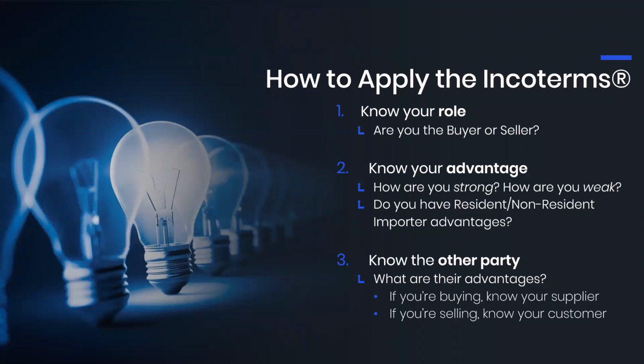And also know the other party in the transaction. What can they do and what can't they do? If you're buying from a small mom and pop shop in Vietnam, they may not have the sophistication to handle the responsibilities of the transportation chain, and you have to pick those up for them. Similarly, if you're selling to a direct consumer living in a house in Germany, they're not going to have a whole lot of ability to affect the importation of the goods without going through a lot of hurdles.